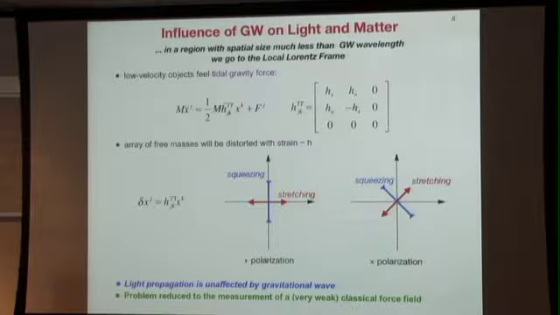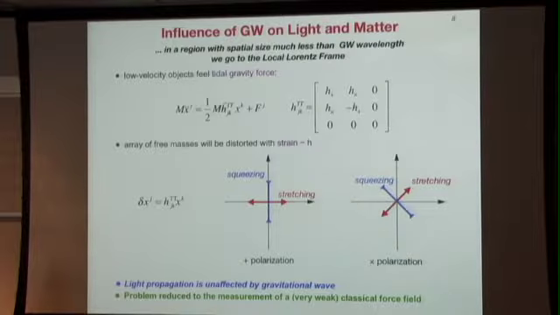On the other hand, the other polarization basically means that matter on the 45-degree rotated axes are going to be stretching and squeezing. And well, the reason why we went to the local Lorentz frame of the center of these objects is that it turns out if the region has a size that is much less than the gravitational wavelength, which we will see will be true for ground-based detectors, it turns out light propagation in this coordinate system is not affected by gravitational waves.